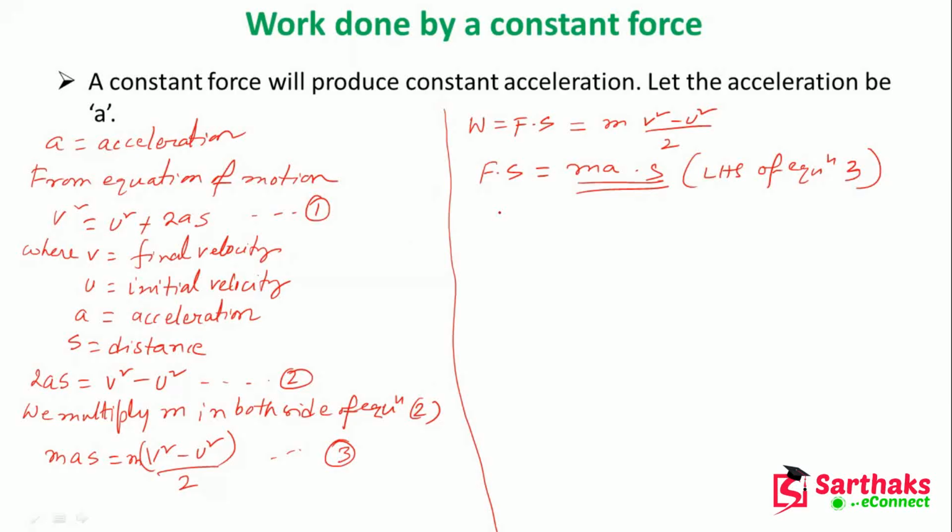Okay, so here we can write that W, that is m a s, equals m v square minus u square by 2. That means I can write work done equals m into v square minus u square by 2.